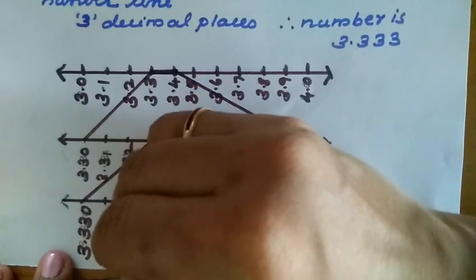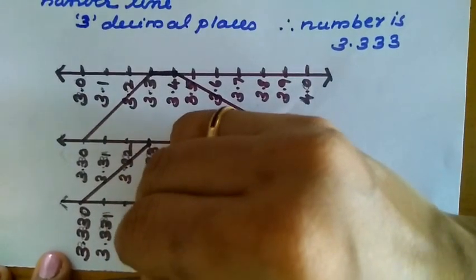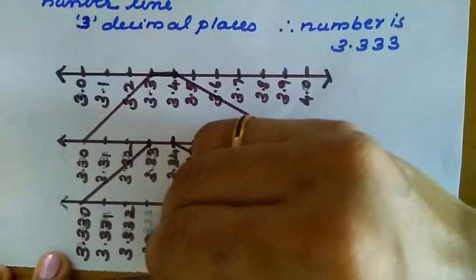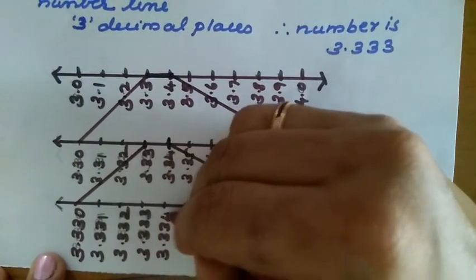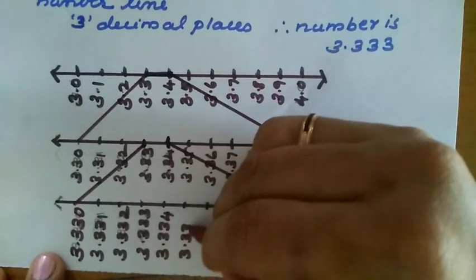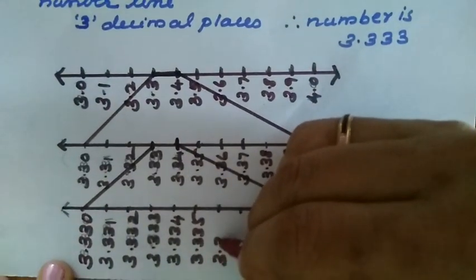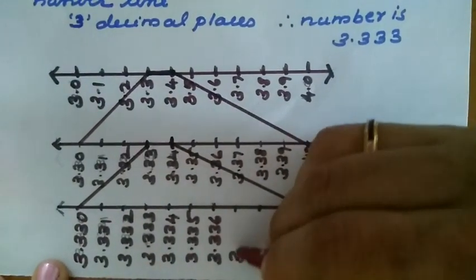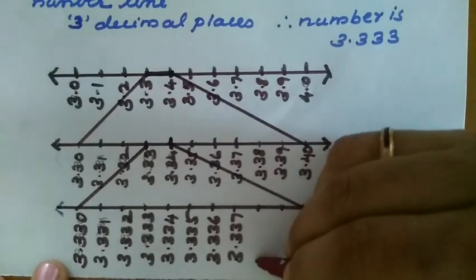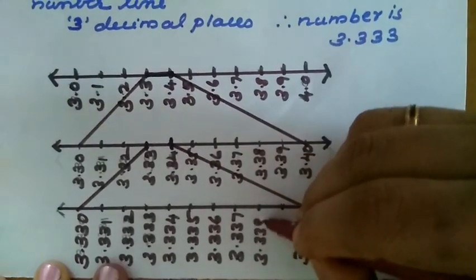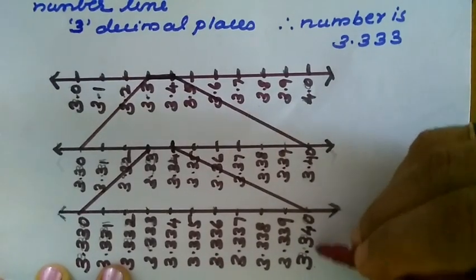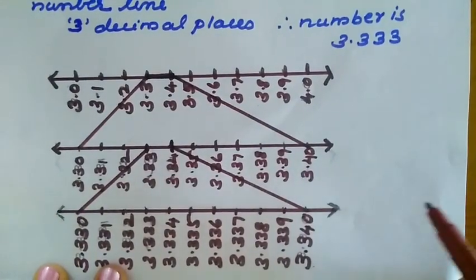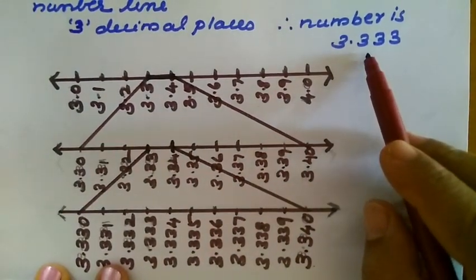3.331, 3.332, 3.333, 3.334, 3.335, 3.336, 3.337, 3.338, 3.339. So 3.340. Now find out where the given number is there.